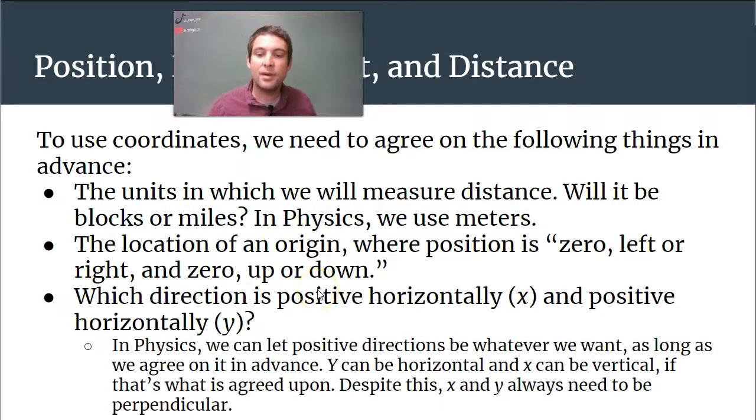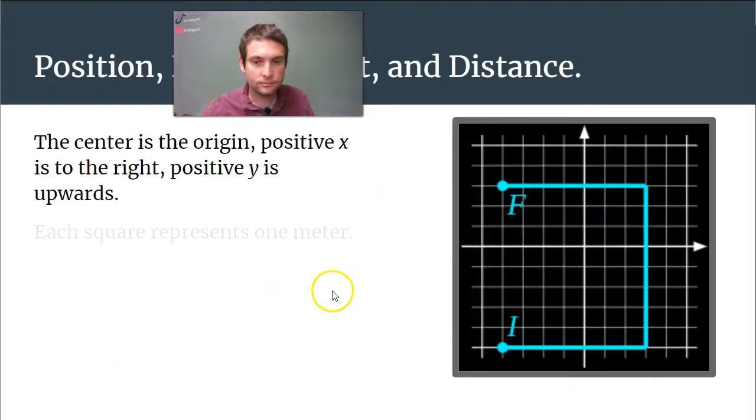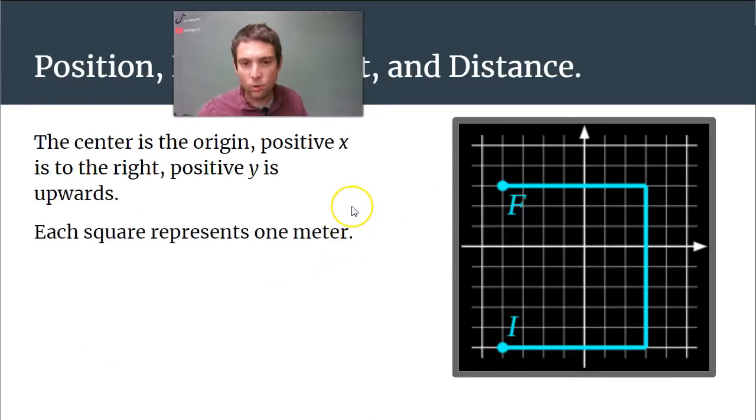In physics, we can let positive directions be whatever we want them to be, as long as we agree on it in advance. And the way we agree on it in advance is to make a note. Pointing up with a little plus sign would mean that up is positive. Y can be horizontal and x can be vertical, if that's what's agreed upon. Despite this, x and y always need to be perpendicular. The center is the origin. Positive x is to the right, positive y is upward. Each square represents 1 meter.